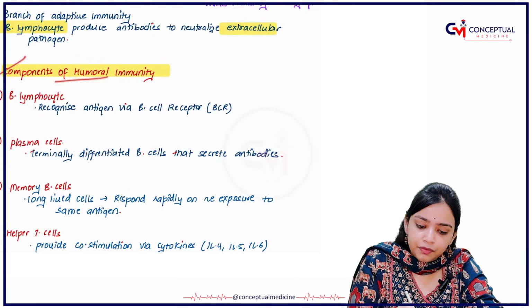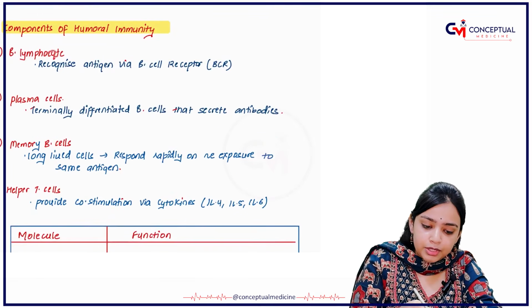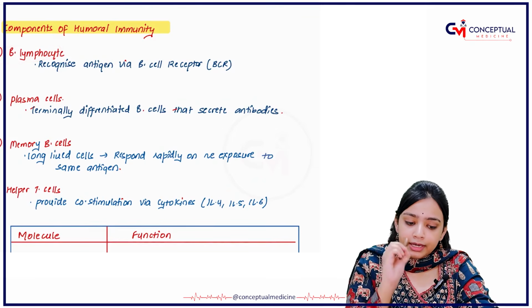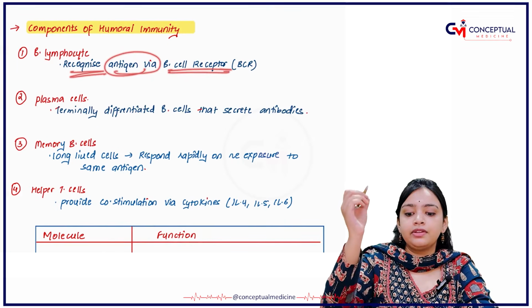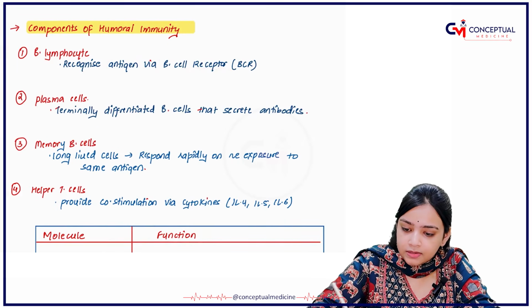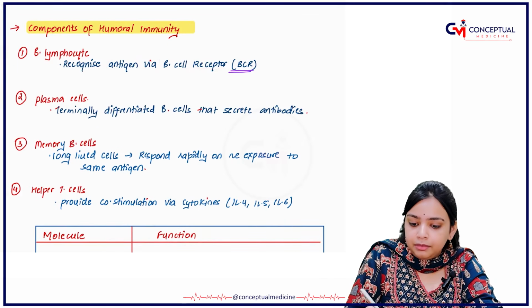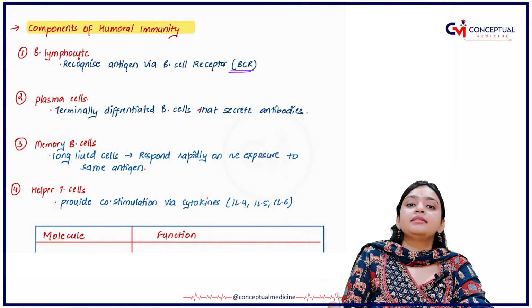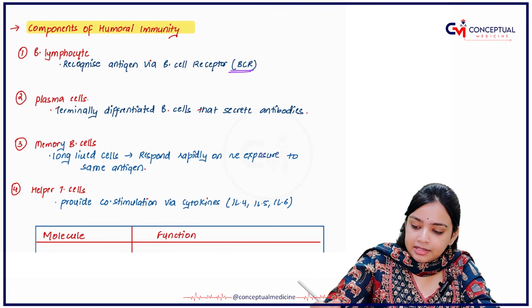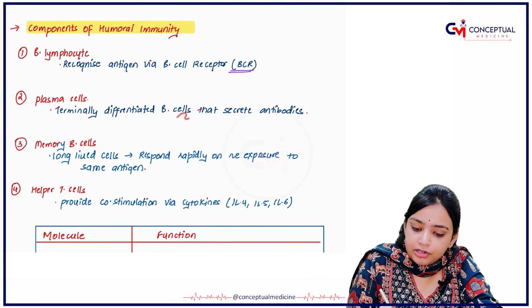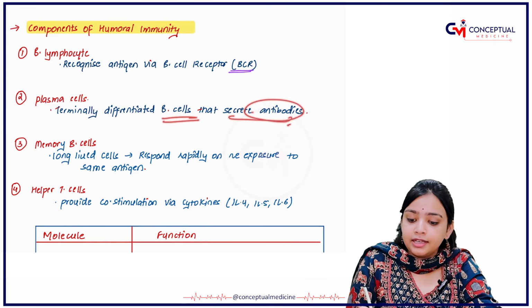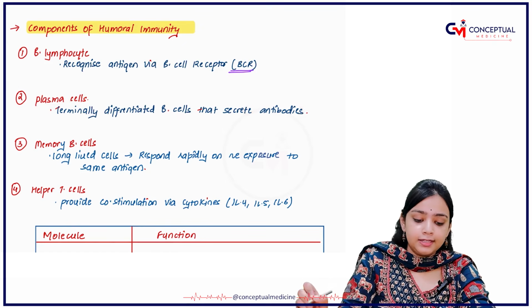So the components of humoral immunity that we have, first one is the B lymphocyte. What does the B lymphocyte do? It recognizes the antigen via the B cell receptors. You have something called the BCR, B cell receptors, that recognizes the antigen. Second is the plasma cells. They are differentiated B cells that secrete the antibodies.